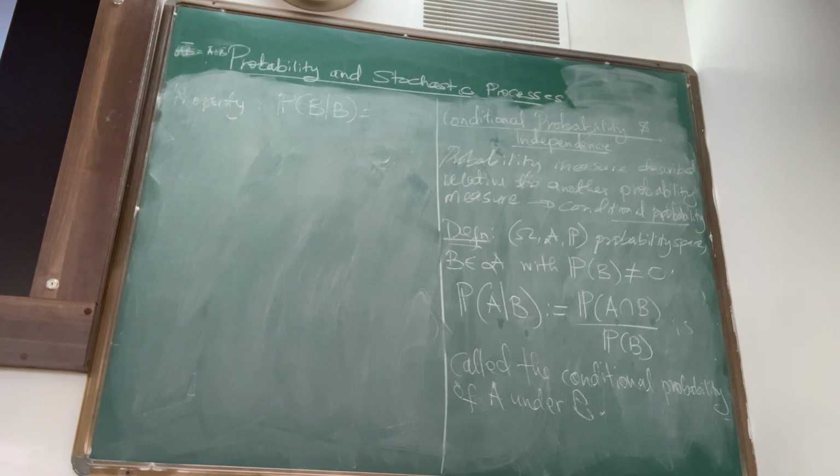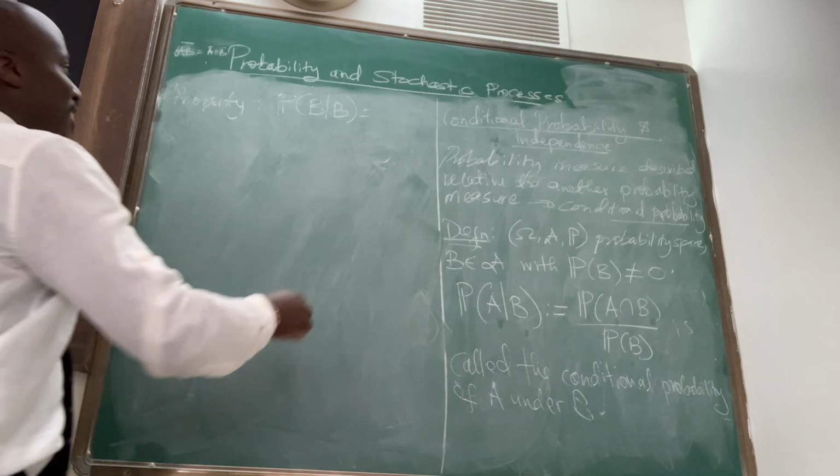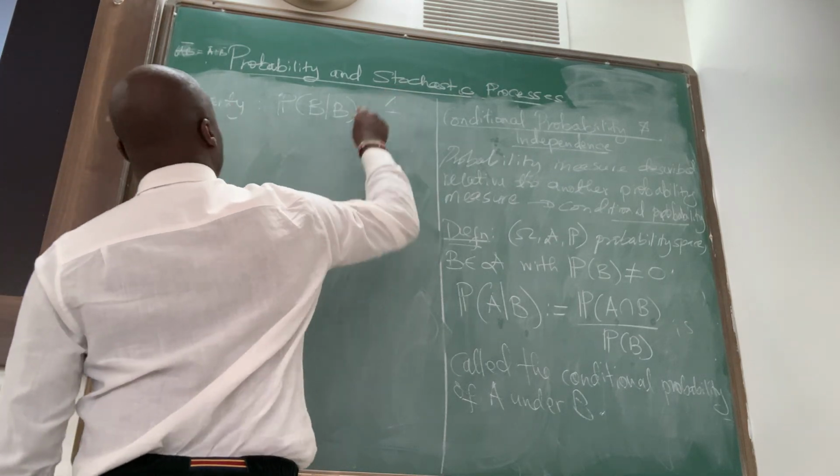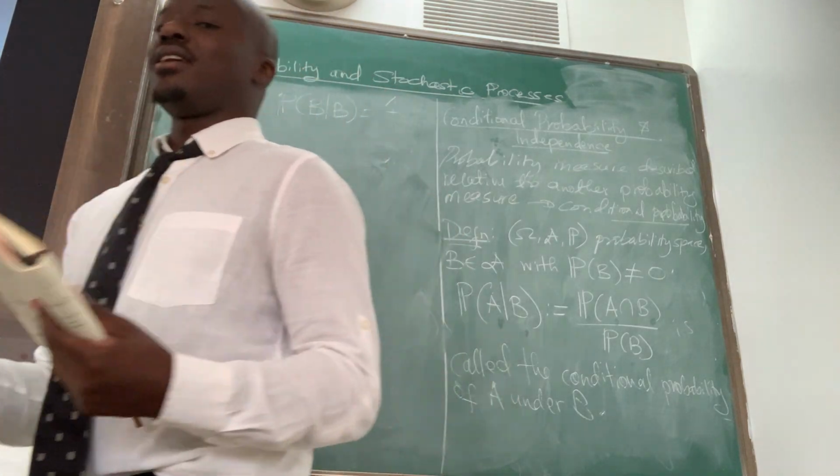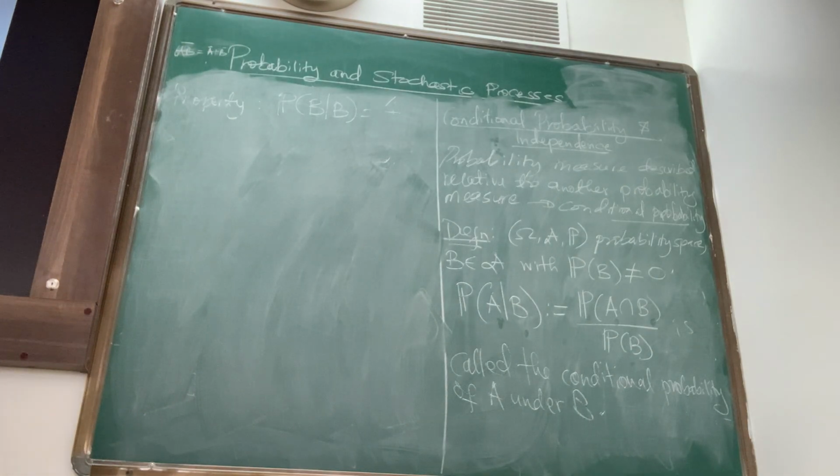It's just one. It's just a probability that, it's like asking what is the probability that a student has come to class, given that a student has come to class. The student is already in class. So this student has come to class, so it's 1.